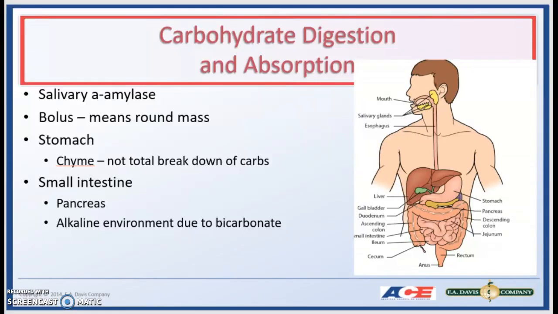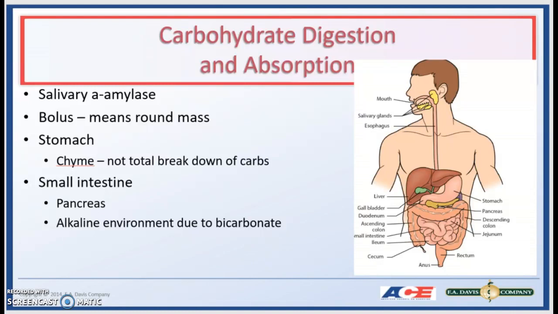Okay, so carbohydrate digestion and absorption. Really, the digestion of carbohydrates starts in the mouth, and you have salivary amylase, which begins to break down carbohydrates, which is usually the sweet taste that you have in your mouth when you start eating a food.